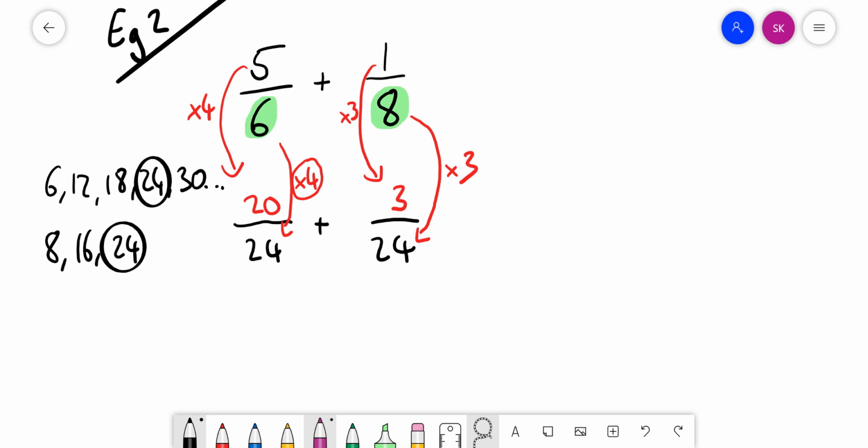When you have 20/24 plus 3/24, you now have two fractions with the same denominator. And so what you're going to do is just add the numerators and the denominators stay the same. So we have 23/24. And that is the answer.